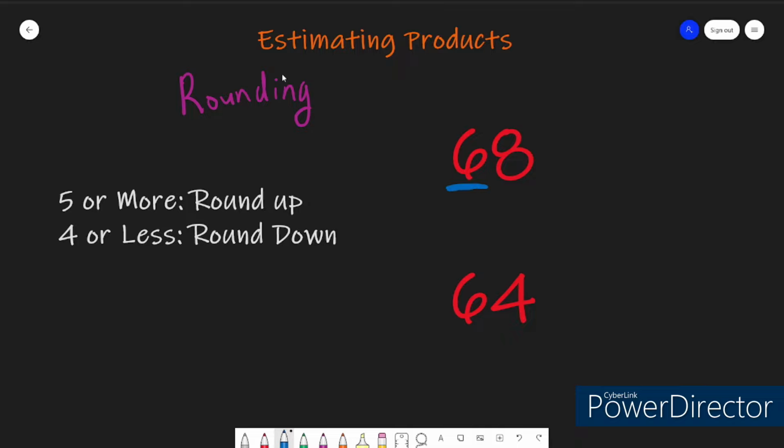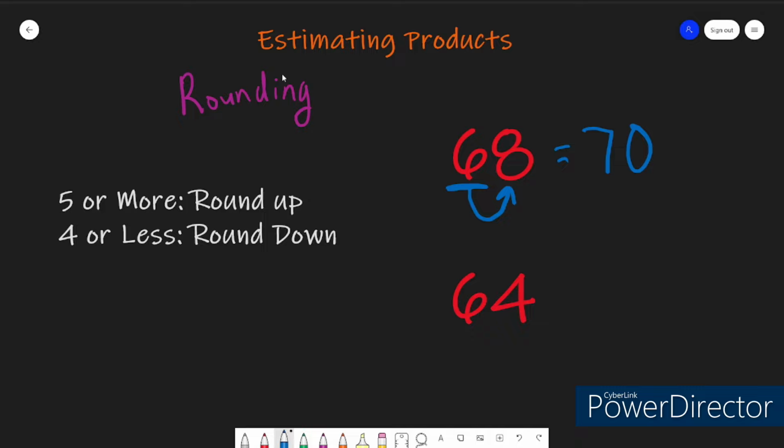So the tens place is likely to change, which means that we have to look at the ones place to change the number itself. Since it's an 8, we're actually going to round up, which means that we go up one tens place and we make the ones place a 0, 70.